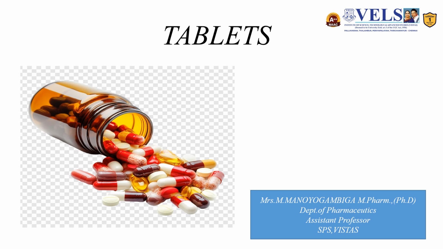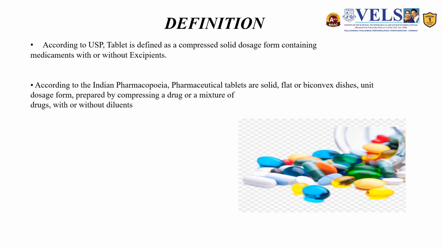Today my topic is about tablets. Definition of tablet. According to USP, a tablet is defined as a compressed solid dosage form containing medicaments with or without excipients. According to Indian Pharmacopoeia, tablets are solid, flat, or biconvex dish unit dosage forms prepared by compressing a drug or a mixture of drugs with or without diluents.